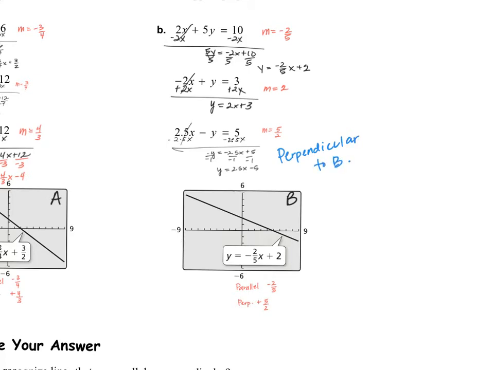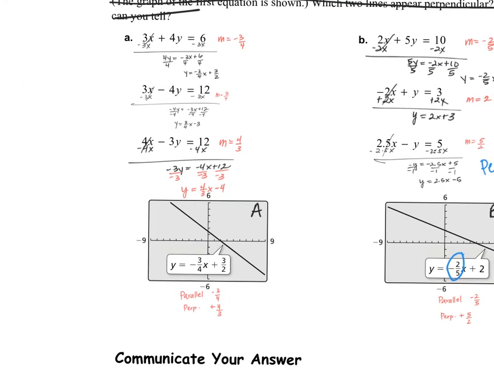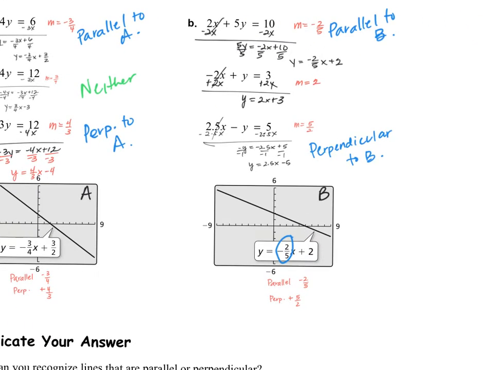So that's perpendicular to B because they have opposite. So the normal slope is -2/5, but because our slope is opposite sign and reciprocal, it's going to be perpendicular. So this one's going to be parallel to B. And then let's go over here. This one is going to be parallel to A because it has the same slope. This one is going to be perpendicular because it is opposite sign and reciprocal. So these other ones are going to be neither because they are not perpendicular and they're not parallel.